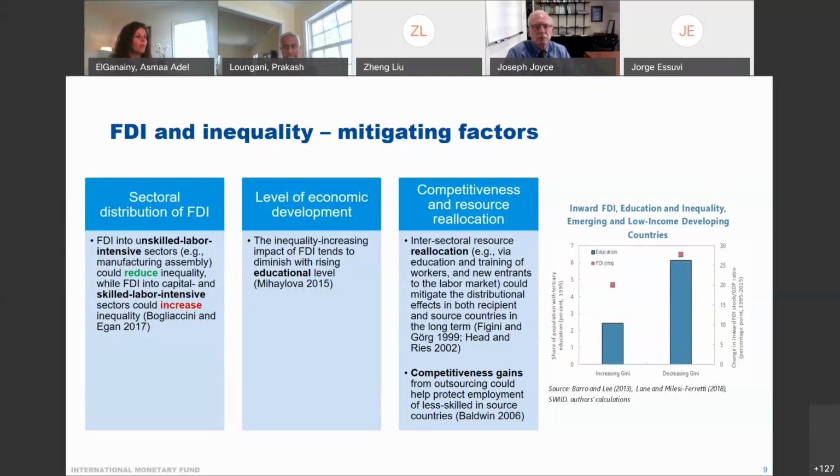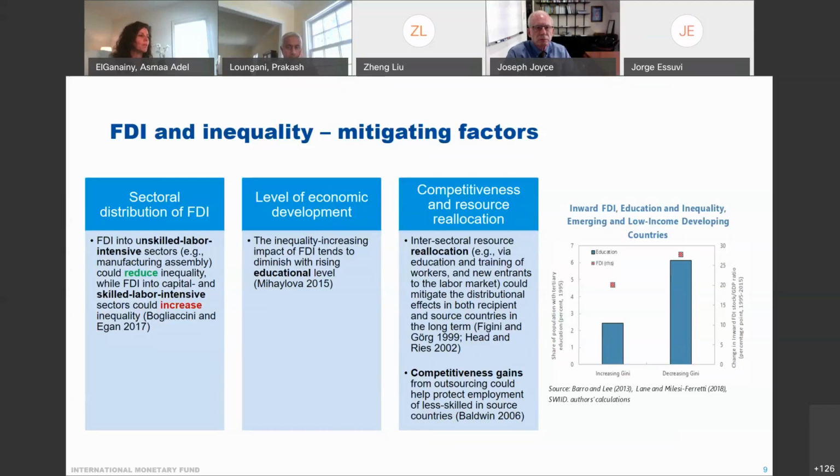The blue bars show the initial educational attainment or educational level, and the red dots show the change in inward FDI. What we see here is that in countries where inequality decreased, not only did they have a higher initial educational level to start with, but they also attracted higher FDI. So this points to the importance of skills and education when it comes to FDI.